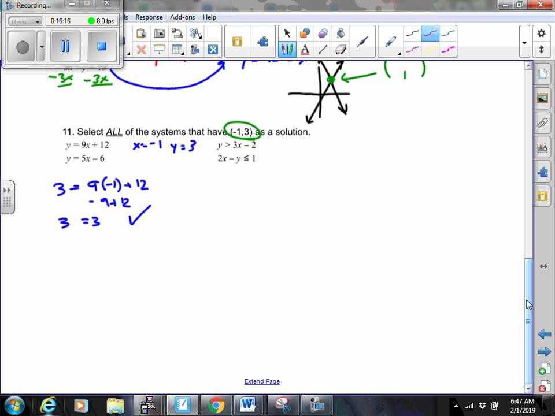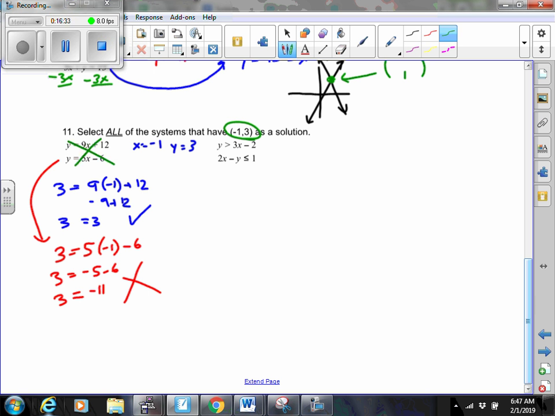So I take the second equation, plug in my y, plug in my x, and I get 3 equals -5, subtract 6, 3 equals -11. What? Not true. So this is not a solution to this function. So that function doesn't work. Now we try this one.